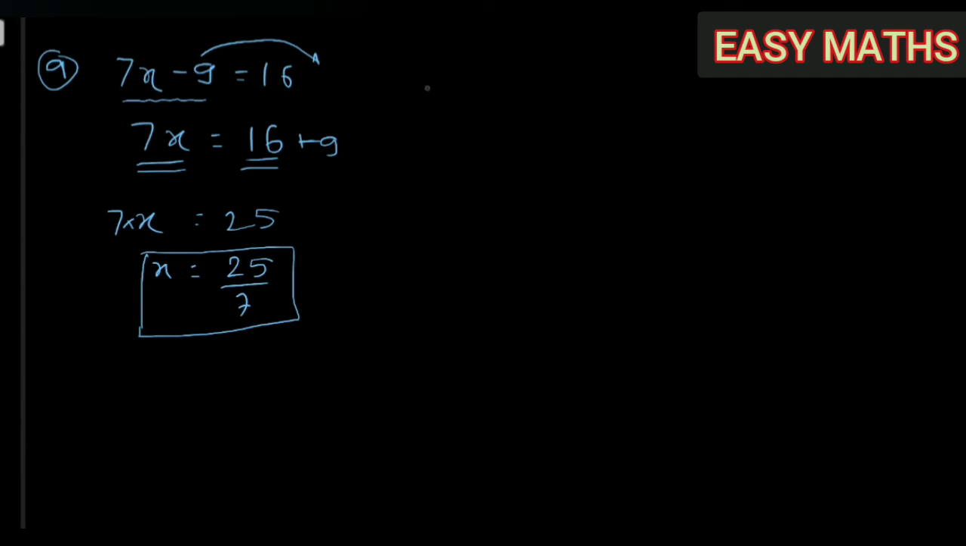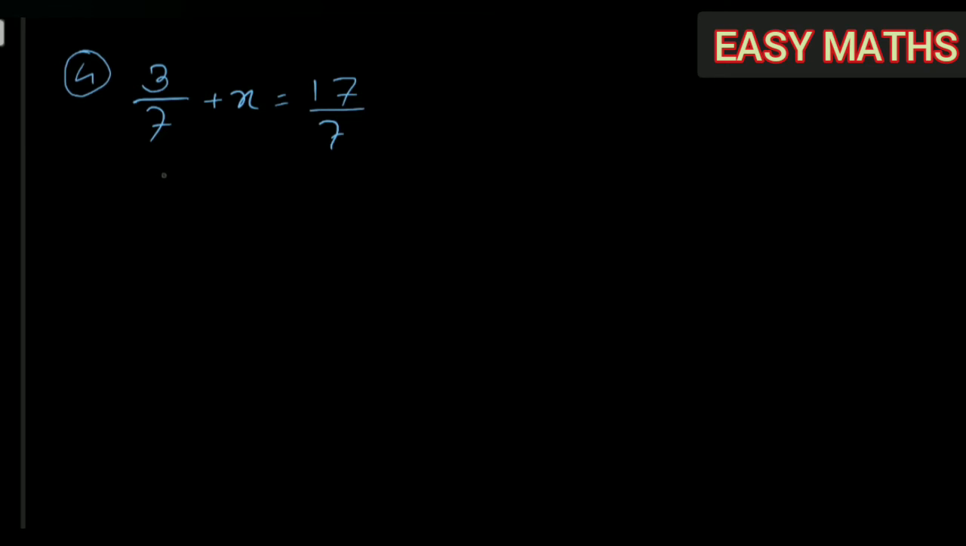Now let's look at the fourth question, which we had not solved till now. Let's solve the fourth question now. So what is the fourth question? 3 by 7 plus x equal to 17 by 7. It is also a very easy question.